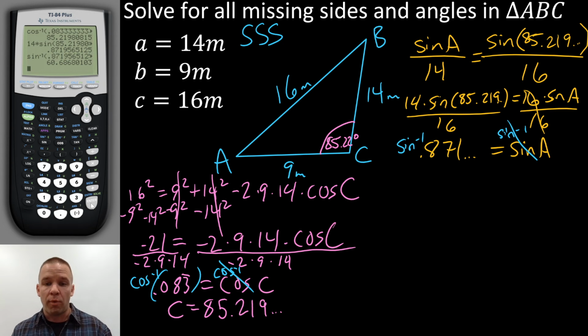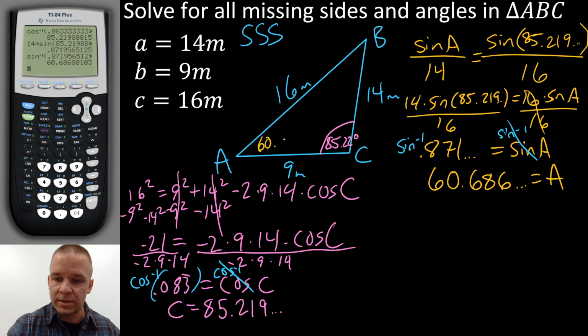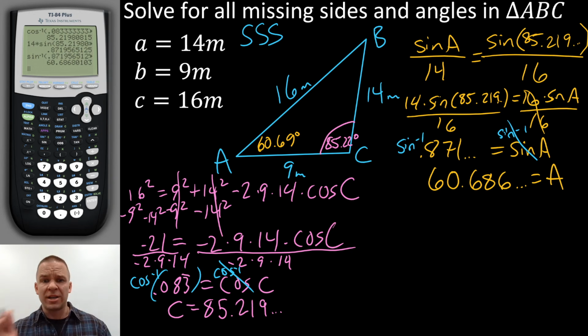60.686. So 60.69. 60.686 is equal to angle A. So we've got 60.69 degrees for that angle. Awesome. I've got two of my angles.